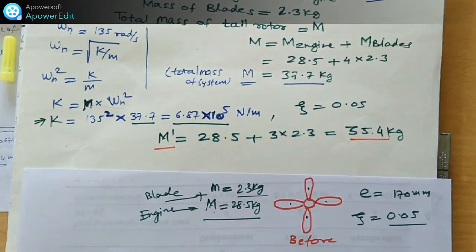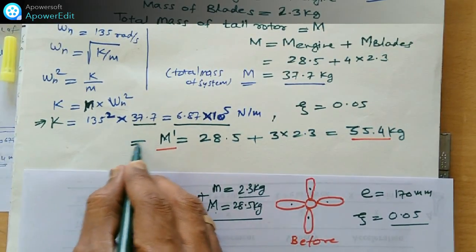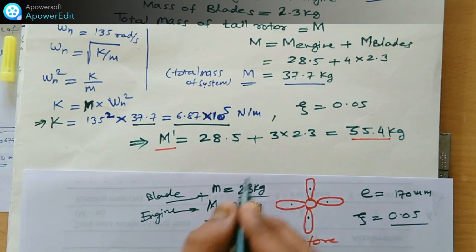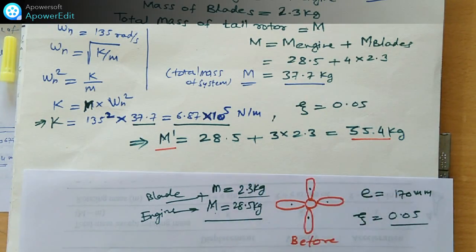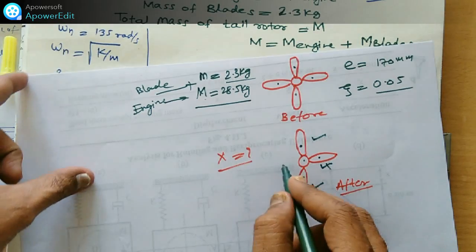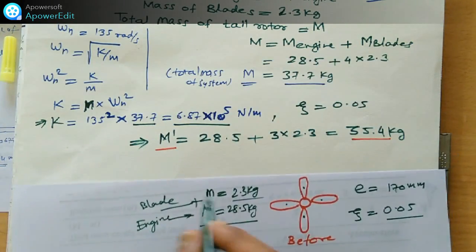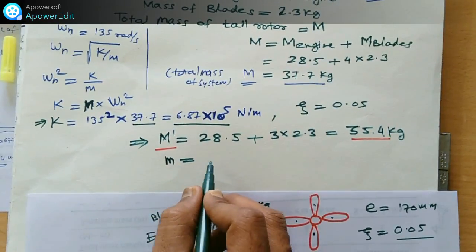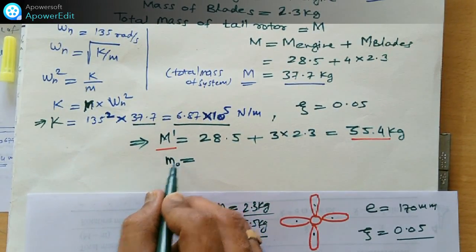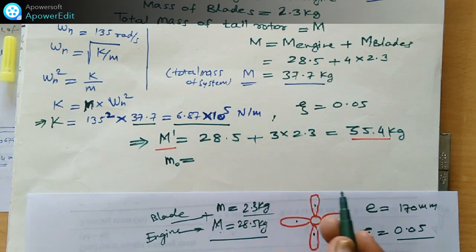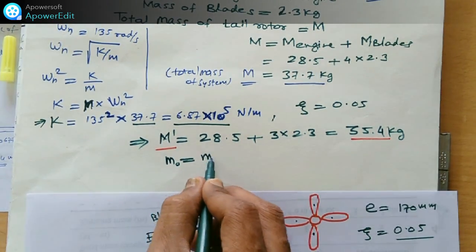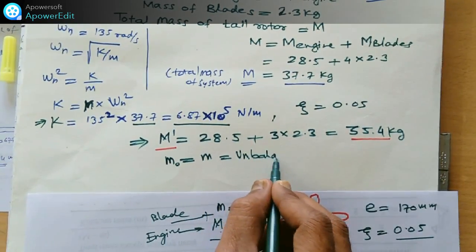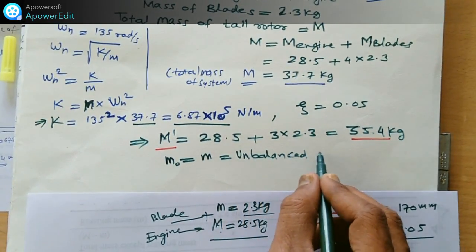The M dash is nothing but the weight of the total system. Now one blade is removed. That means the unbalanced mass is how much? The unbalanced mass is represented by small m, which I will write here as small m0, or you can write small m also. This is the unbalanced mass.